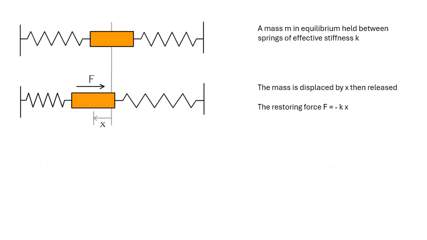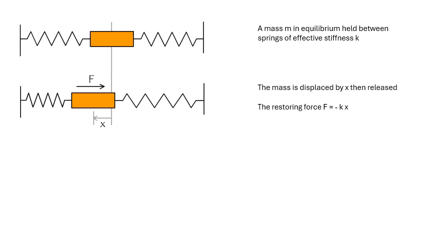Now, mass on a spring. Let's consider this. First diagram, a mass is in equilibrium. So this is our equilibrium position, our center of oscillation. Mass M, the effective stiffness of the springs is K.